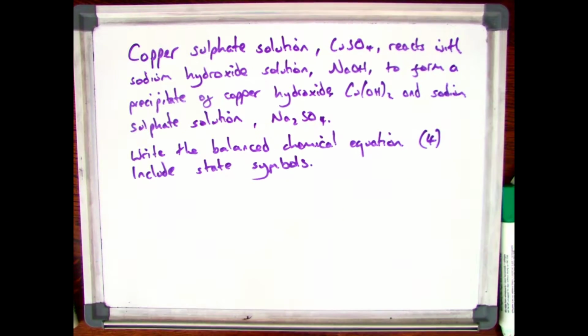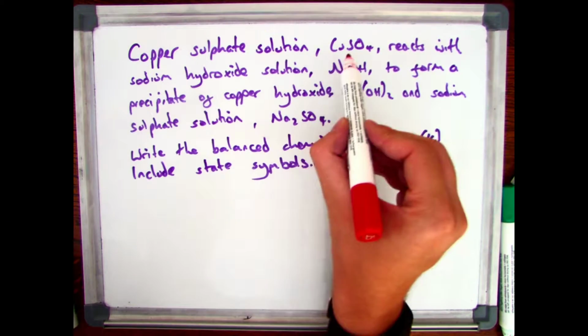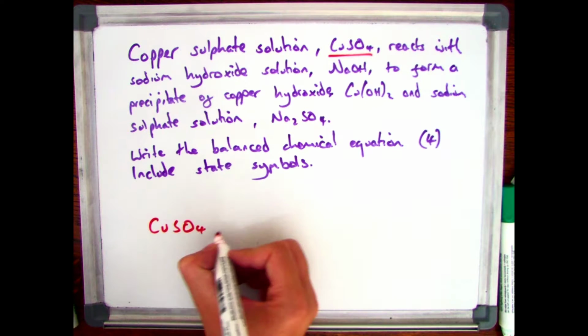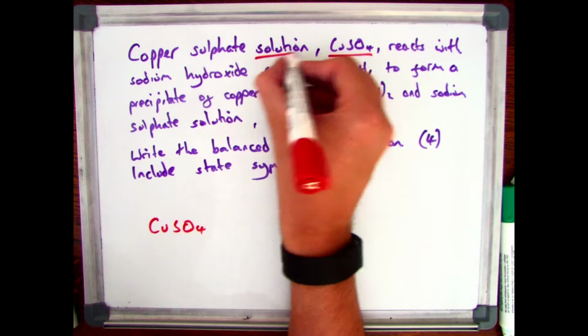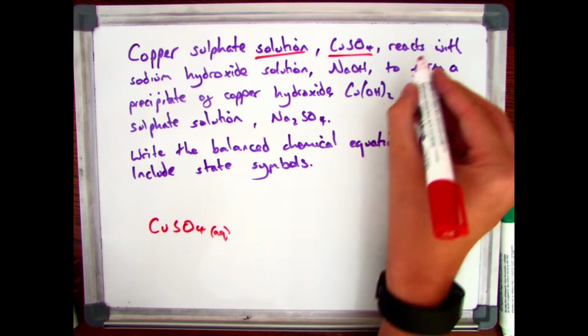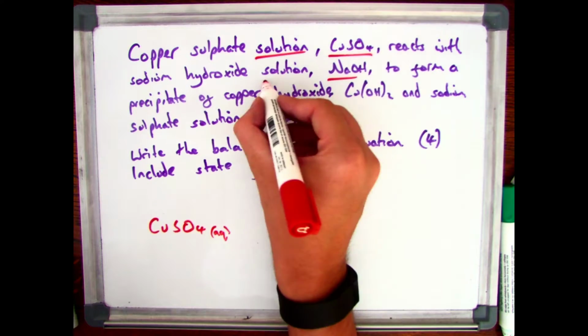Hi guys, welcome to this video looking at the displacement reactions in precipitate reactions. So in this question here we have copper sulfate solution. Now this question is asking for the balanced equation with state symbols. So the fact that it says solution means I've got CuSO4 aqueous.